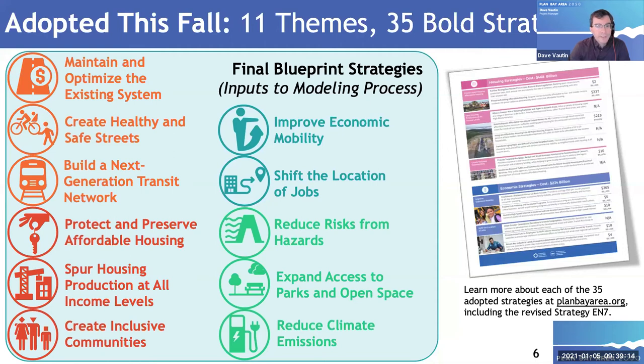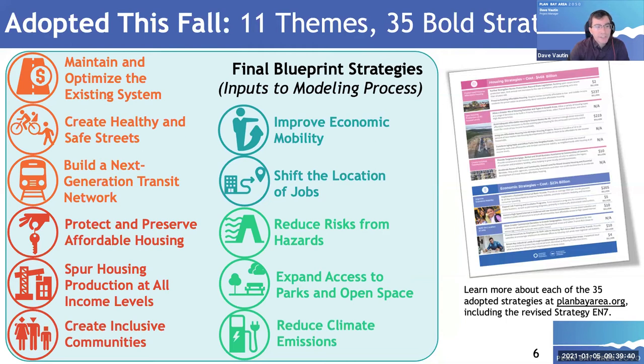The 35 strategies cluster into 11 key themes, and these strategies were adopted by both MTC and ABAG this fall. This includes the revised strategy EN7, which reduces auto commute trips by requiring employers to fund incentives and disincentives to shift folks to telecommuting, walking, biking, and transit. On the left side, you'll see the 11 themes under which the 35 strategies nest within.